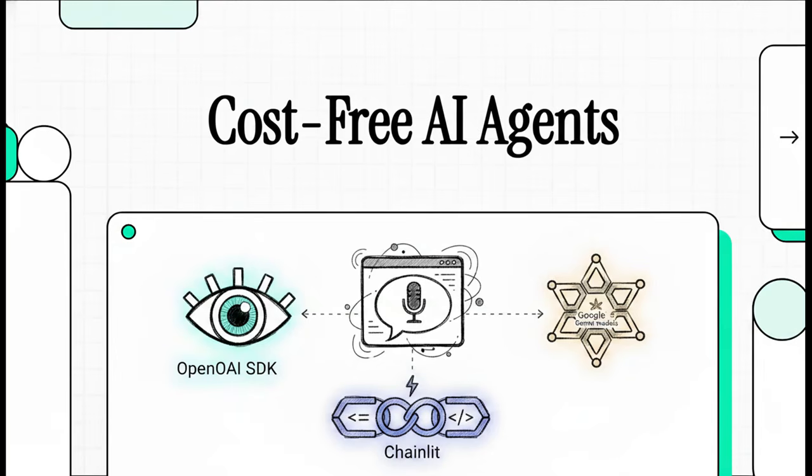Welcome to The Explainer. Today, we're unpacking something literally game-changing for developers. We're going to look at how to build a fully production-ready conversational AI interface, and we're doing it using an incredibly clever tech stack. We're talking a totally seamless integration of the OpenAI SDK, Google's Gemini models, and the Chainlit framework. Let's dive right in.